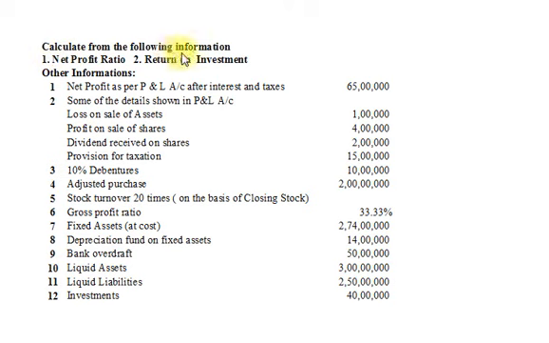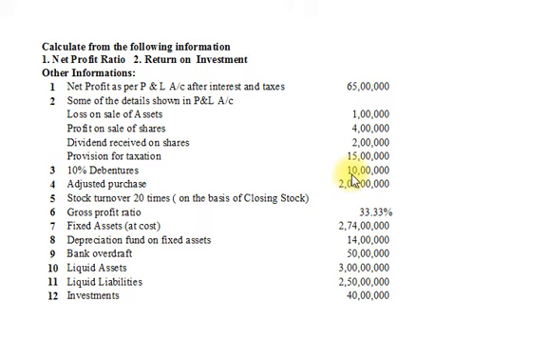Calculate from the following information: number 1, net profit ratio, and number 2, return on investment. Other information: number 1, net profit as per profit and loss account after interest and taxes is rupees 65 lakh. Some other details shown in the profit and loss account: loss on sale of assets rupees 1 lakh, profit on sale of shares rupees 4 lakh, dividend received on shares rupees 2 lakh, and provision for taxation rupees 15 lakh.